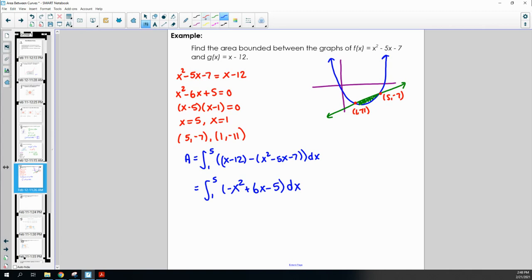So now I can take the antiderivative of this, which would give me negative 1/3 x cubed plus 3x squared minus 5x. And then we are evaluating it from 1 to 5. So just to make things a little bit shorter, plug in the 5 and plug in the 1 and subtract them. So we end up with 32/3, or if you wanted as a decimal, 10.667.